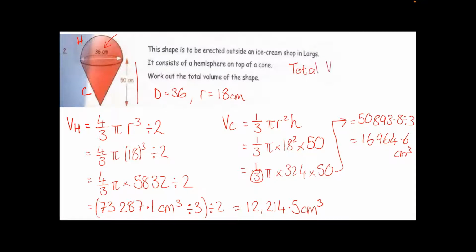And then again, my final answer I'll write up here. So the total volume is our hemisphere plus the cone. So that is 29,179.1 centimetres cubed. When we are doing volume questions, it is really important that we have our units, especially in our final answer. I would hate for you to do all this hard work and then not get your final mark.